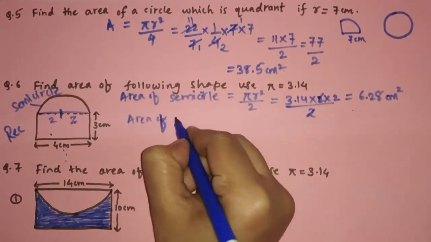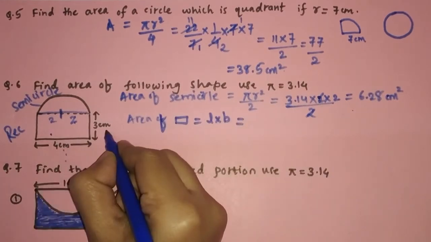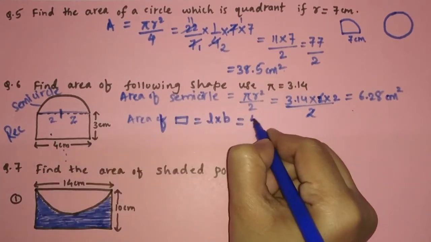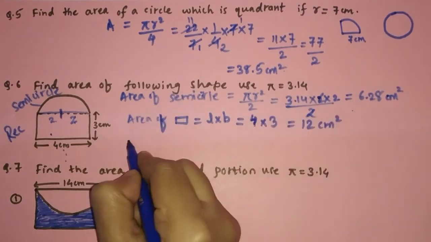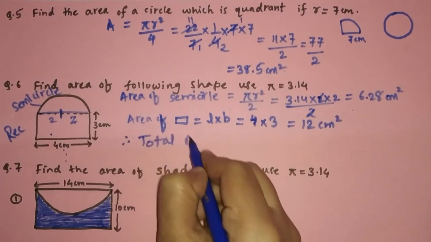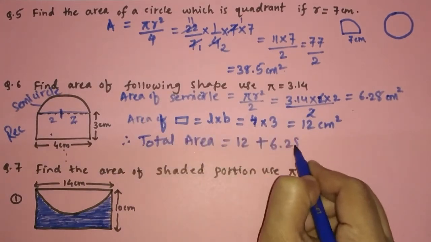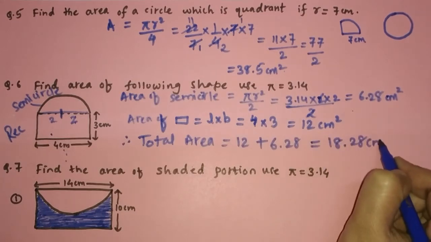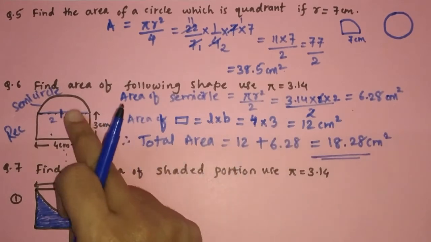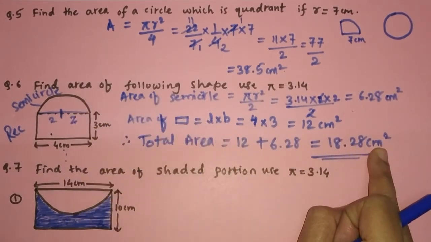So the area of a rectangle is equal to L into B. L is 4 and breadth is 3. So 4 into 3 is nothing but 12 centimeters square. So finally, the total area is the addition of both the areas, that is 12 plus 6.28. So 12 plus 6.28 will get 18.28 centimeters square. Area of a semicircle plus area of a rectangle is 18.28.